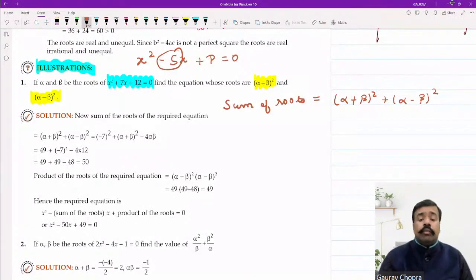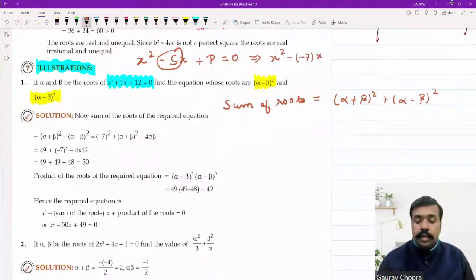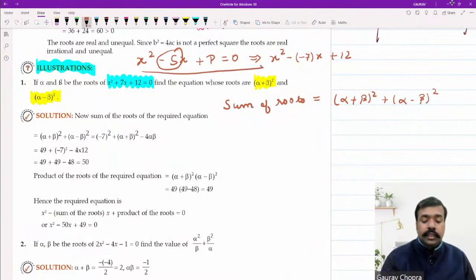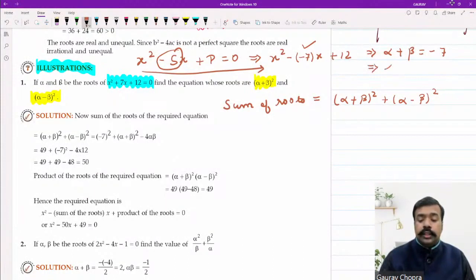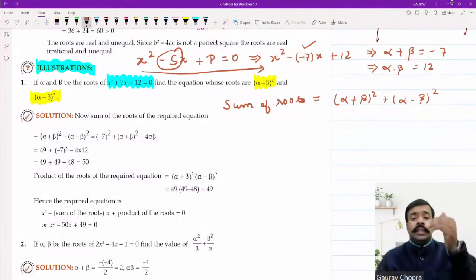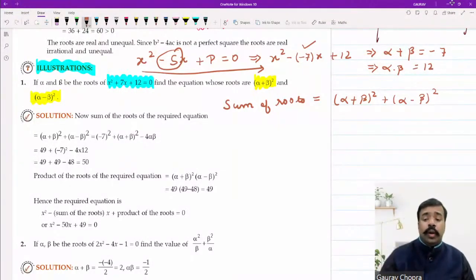So we can take from here, the sum will be minus 7. If we split this, x square minus, and then minus of 7x, and then plus 12. So this is exactly in the format. Here we can clearly see that the value of the sum is minus 7. So alpha plus beta is equal to minus 7. And when we talk about the product, it is alpha into beta, which is basically 12, because a is 1, so minus 7 by 1 is minus 7 and 12 by 1 is 12.